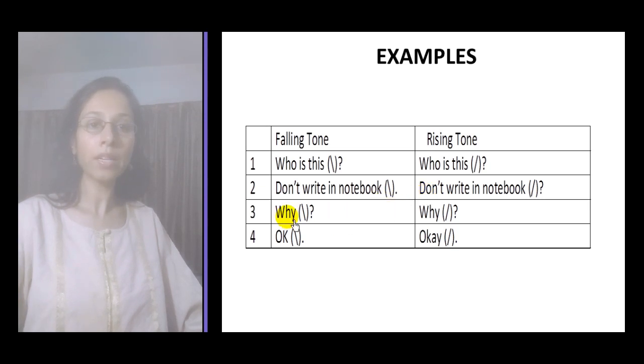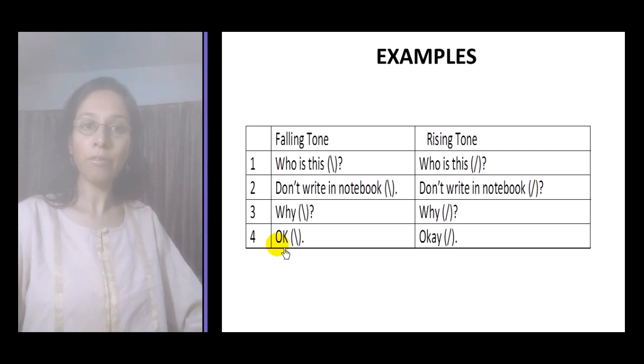Now let us look at the third example. When we say why, it is stated simply, why, as a question. And you can also state it in the rising tone. Why? Now this has to do with you bringing in a certain degree of irritation into your voice, and you really want to know why exactly something is being asked of you, right? So you ask a question like this, why? So this is a rising tone.